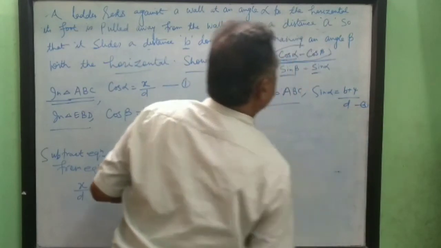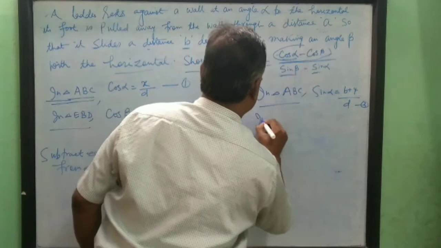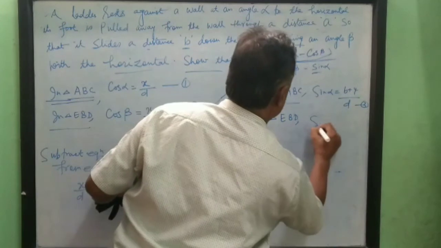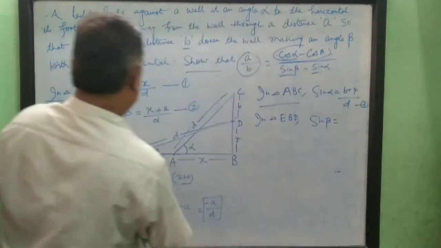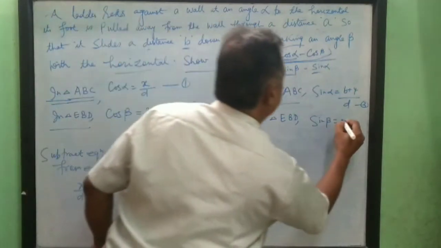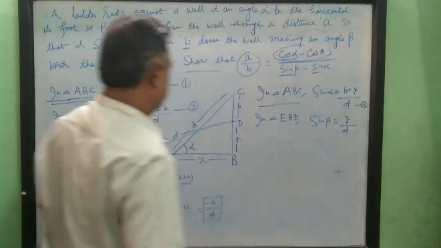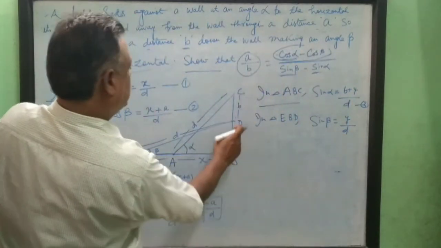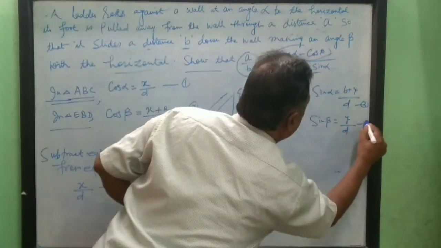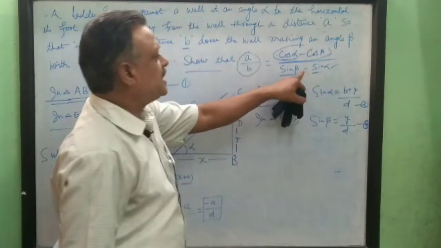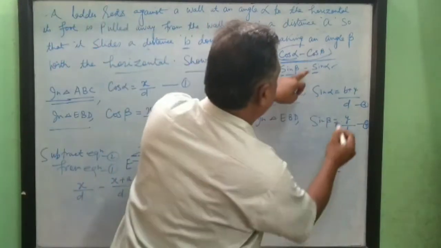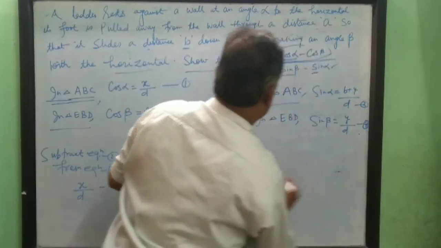Let equation it is 3, and sine beta in triangle EBD, sine beta is equal to P by H, y by d. This is P and this is H, so y by d. Let this is equation 4. We have to subtract sine alpha from sine beta. So subtract equation 3 from 4.